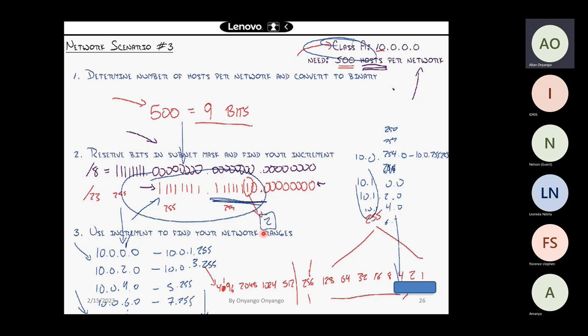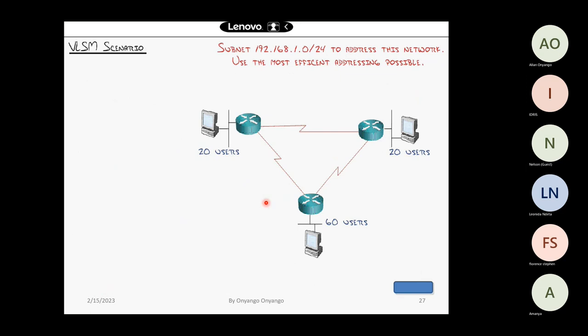Now, suppose we were assigning each and every network the same number of addresses, 512, including the point-to-point, which normally just needs 2. It means out of the 510, we are going to waste 508 addresses. That is very dangerous, guys. And that is why we have something called VLSM, Variable Length Subnet Masking. In layman's language, VLSM is not going to give the same number of addresses to all the networks. We are not going to assign each network an equal number of addresses.